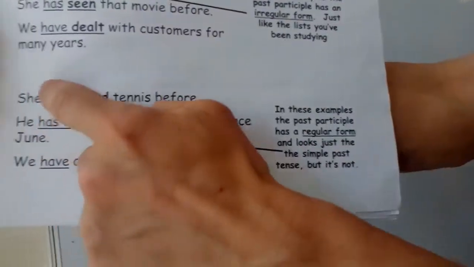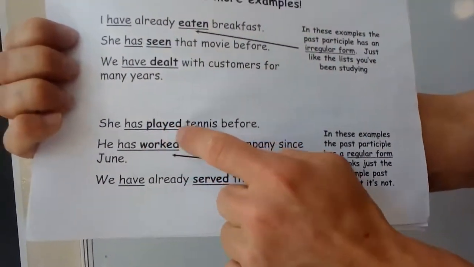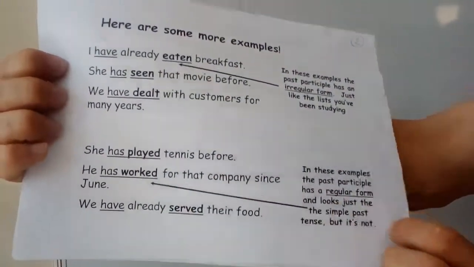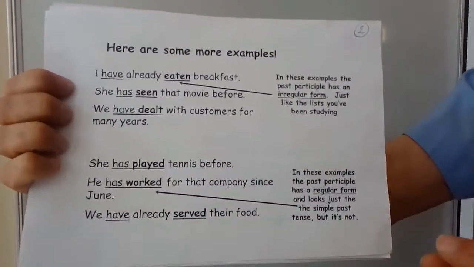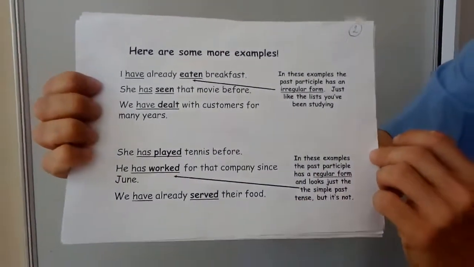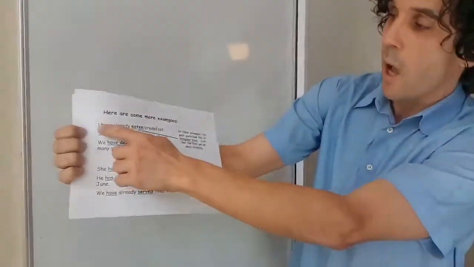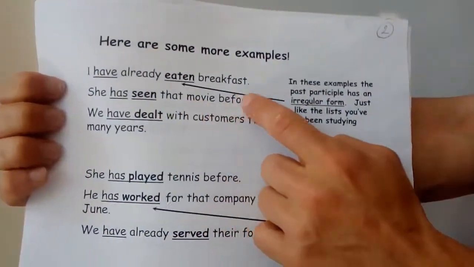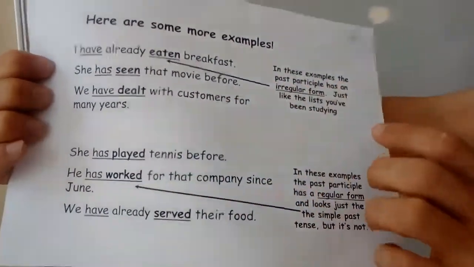As you may see, we use the auxiliary verb have or has plus the past participle, which we form by adding ed to the main verb. But there are also verbs that are irregular. They don't form the past participle by adding ed to the end of the verb, but they have to be learned by heart. They're usually in the third column of the verb list. For example, I have already eaten breakfast. She has seen that movie before. We have dealt with customers for years.